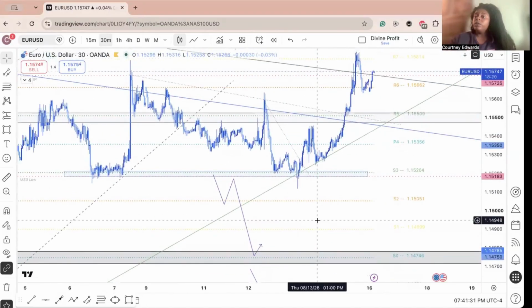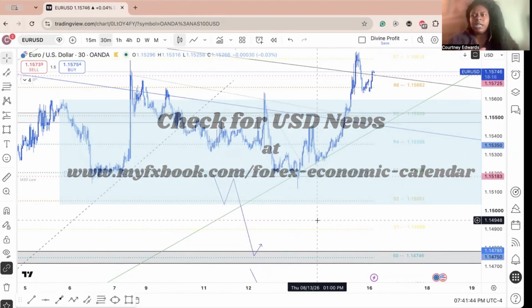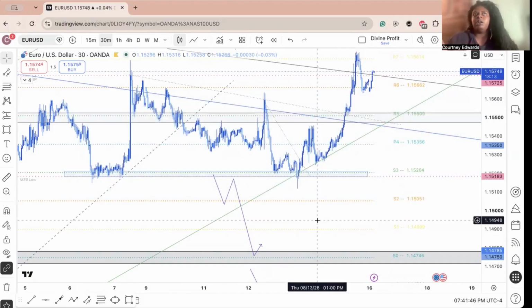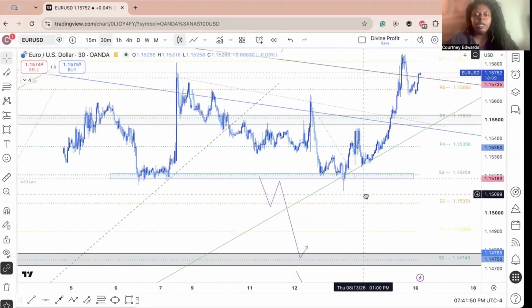happening this week. Oh, and then for news, there's not too much news this week, but you can check your news on an economic calendar. I like my FX book economic calendar to check news, and I'll try to leave the link to that below in the description. But it wasn't too many big news events, so I'm just not mentioning it.